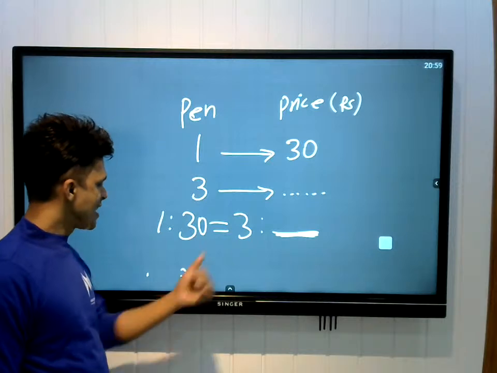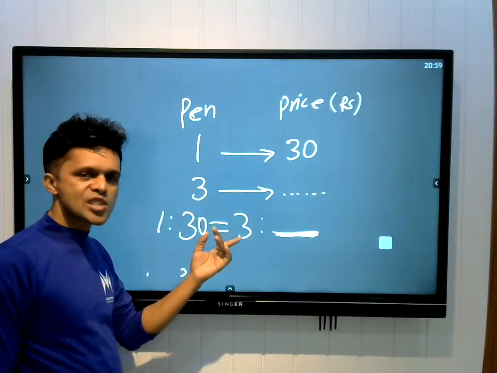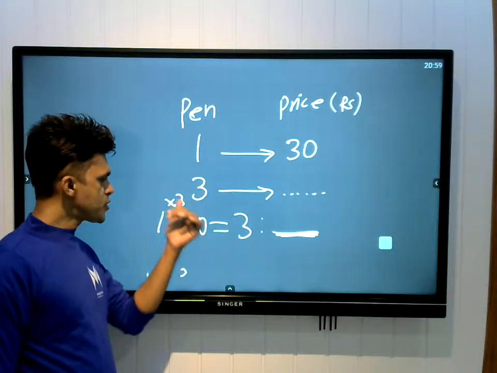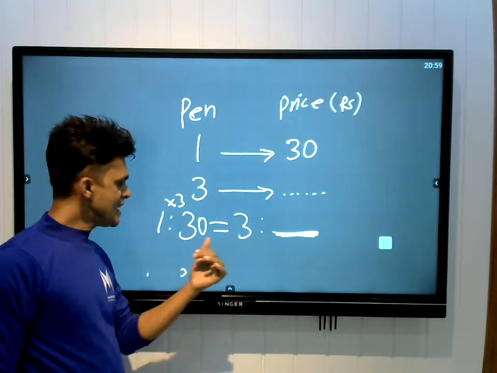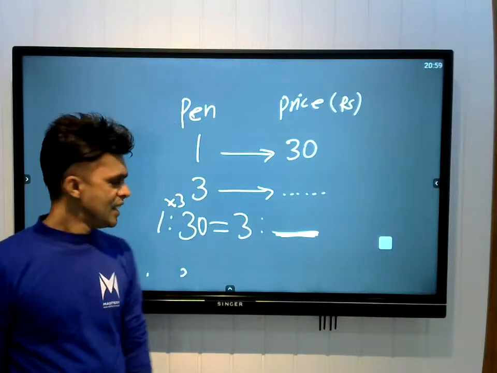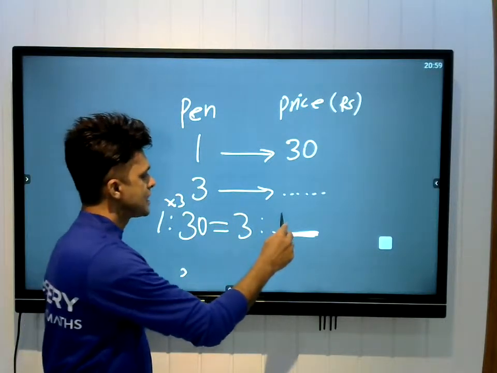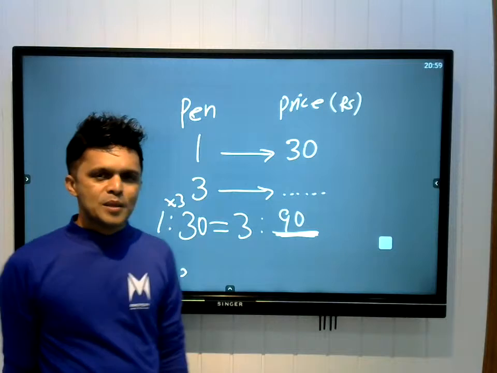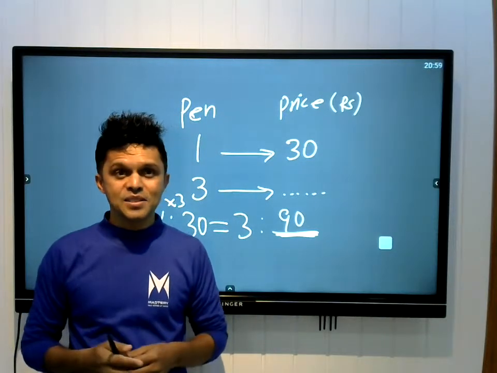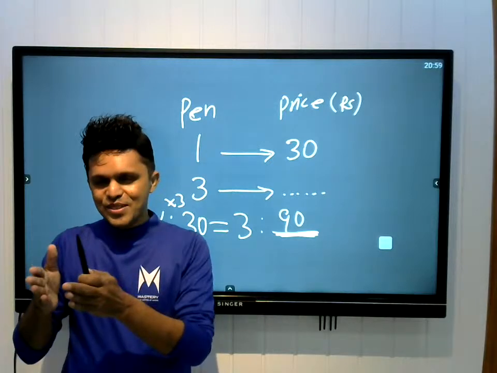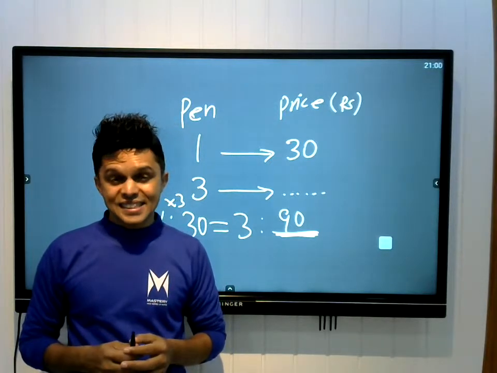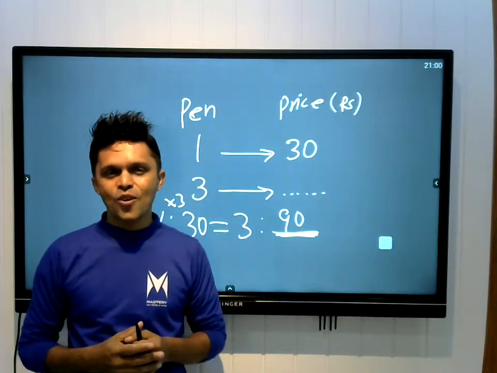How can I do it? And how have we taken this 3? Then 1 times 3 is 3. Then here 30 is also multiplied by 3, which is 30 times 3, which is 90. So in 26 minutes I already taught you the ratio part of grade 6.